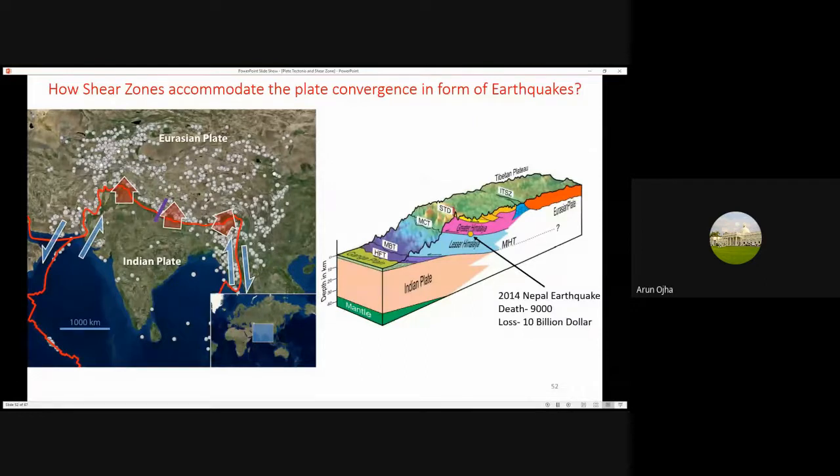This is an example from the Himalaya, particularly regarding the Nepal earthquake. You can see the northward motion of the Indian plate resulted in the Himalayan mountain belt and a series of shear zones to accommodate the stress because of the northward convergence of the Indian plate. You can see these different shear zones in the cross sections. The 2014 Nepal earthquake originated in one of these shear zones in response to the northward motion of the Indian plate. That means the earthquake is directly related to the Indian plate convergence, the Indian plate collision with the Eurasian plate.